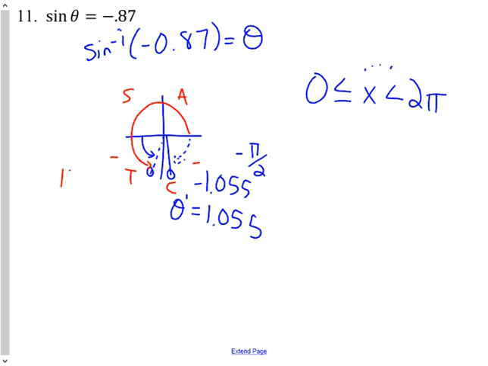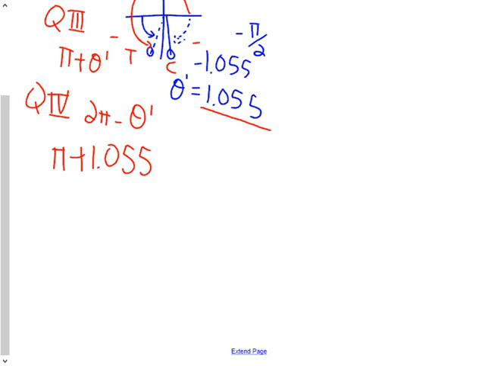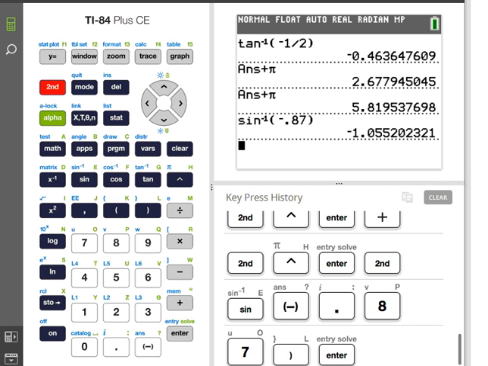Quadrant 3 answers are pi plus my reference angle. Quadrant 4 is 2 pi minus my reference angle. So now using this 1.055, I just need to do pi plus the 1.055 to give me my quadrant 3 answer. Just call it Q3, and then 2 pi minus the 1.055. Really, we added 2 pi to the value our calculator gave us to give us the 0 to 2 pi version of the answer.